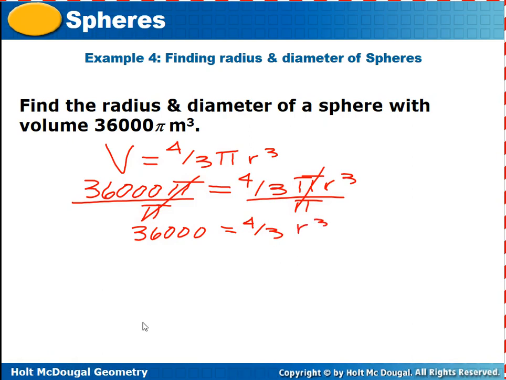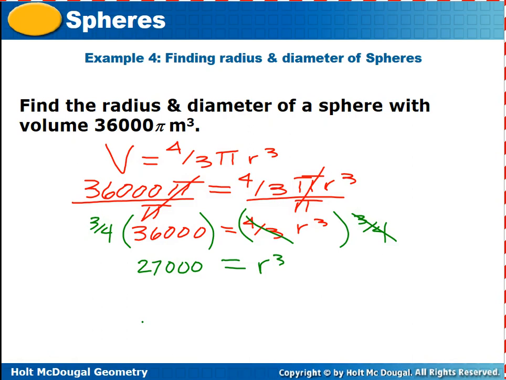I'm going to multiply both sides by 3/4 because that's the reciprocal, and that's going to get rid of the 4/3 over here. 3/4 of 36,000 is 27,000. That's now equal to r to the third. If you recall, when you're trying to get rid of the r to the third, you multiply that 3 times 1/3, because 3 times 1/3 is 3/3, which is 1. Do the same thing over here. So now we just have r over here.